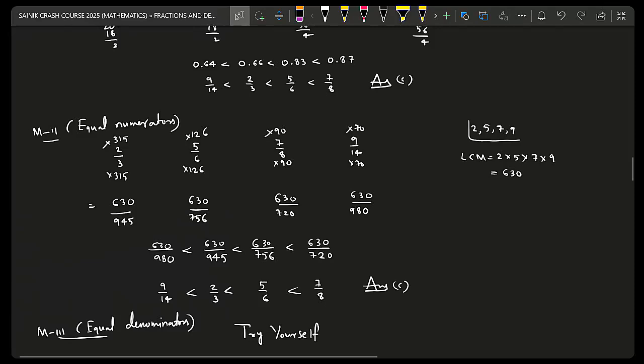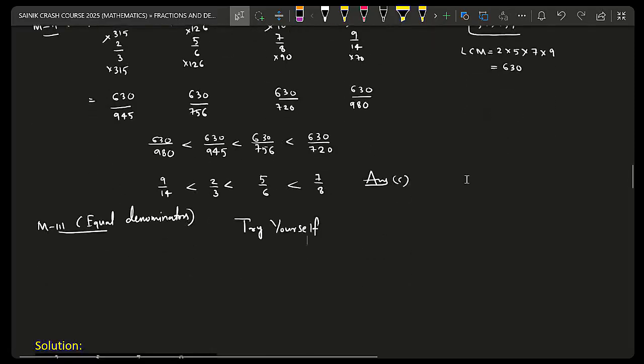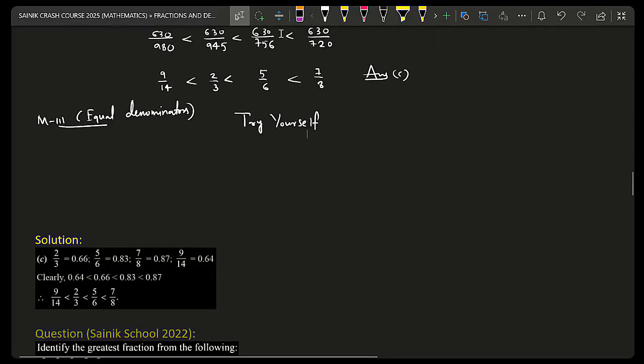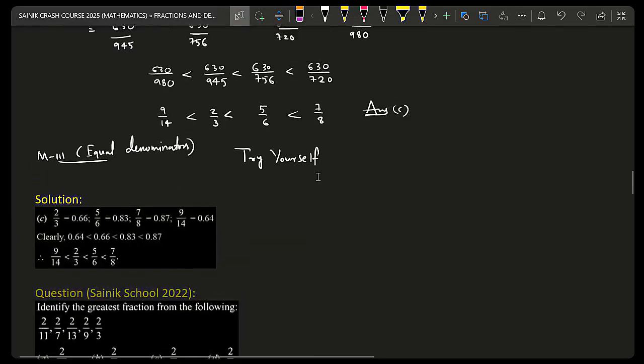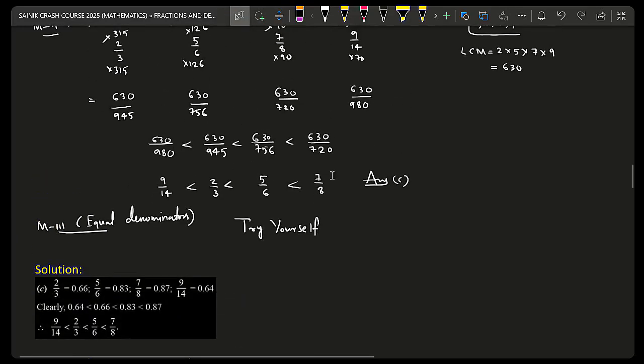Okay, all of you, so this comparison of fractions is done. Any other questions left? There are more questions. Okay, we'll try from this question tomorrow. But this is the answer. Okay, so we're going to start English now.